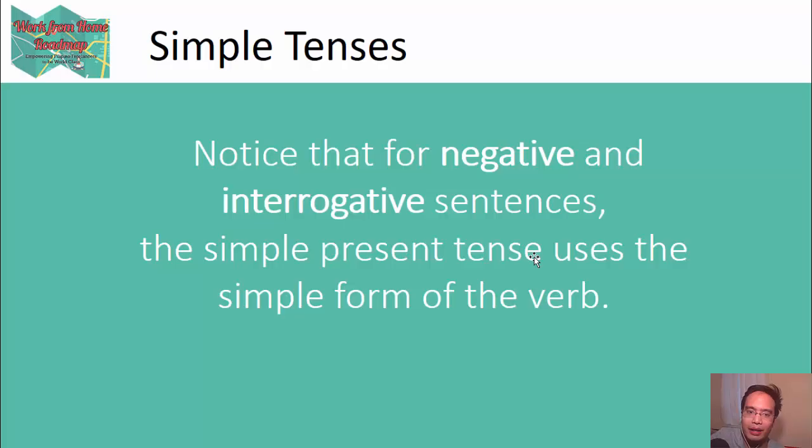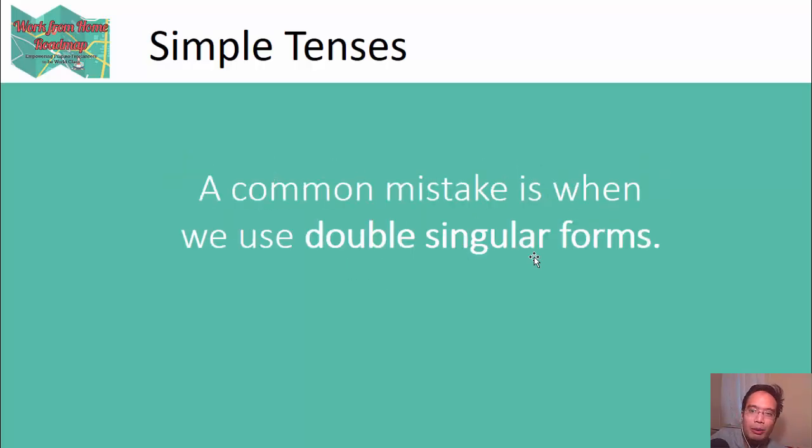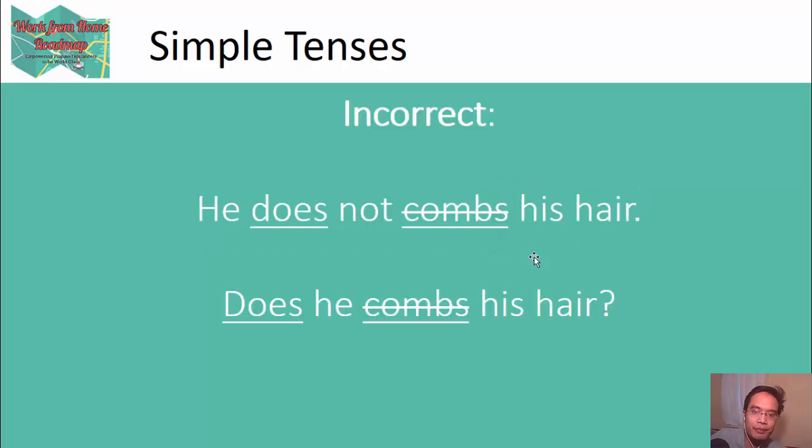Notice that for negative and interrogative sentences, the simple present tense uses the simple form of the verb. The subject's plurality is already shown in the helping verb do or does, like I explained earlier. A common mistake is when we use double singular forms. So this is incorrect: He does not combs his hair. That is incorrect: Does he combs his hair? That is also incorrect. Can you tell me what the correct tenses are?